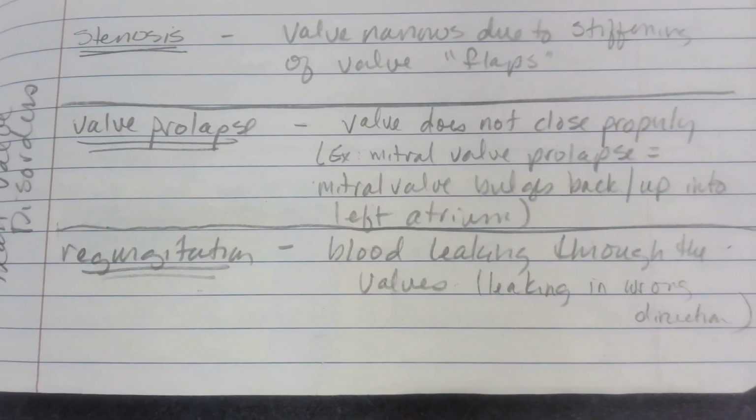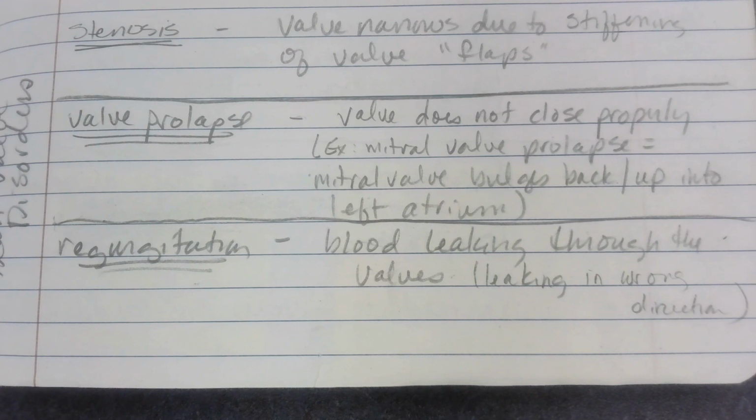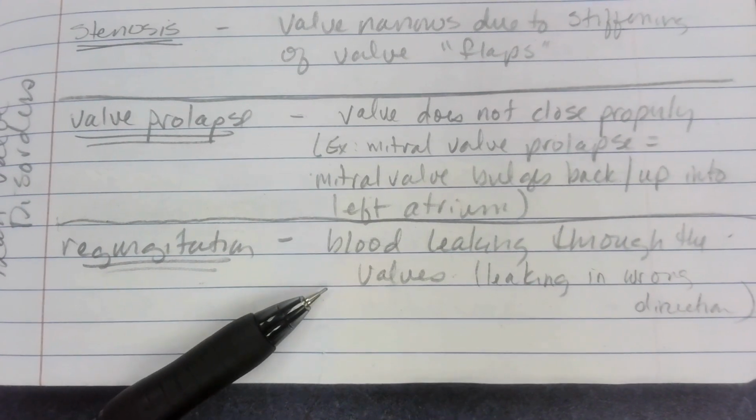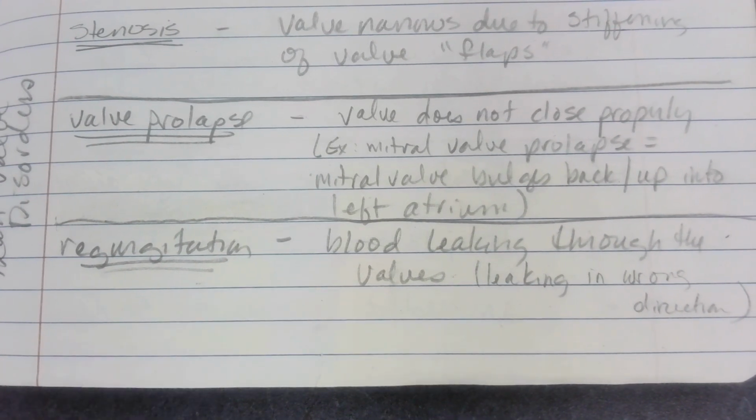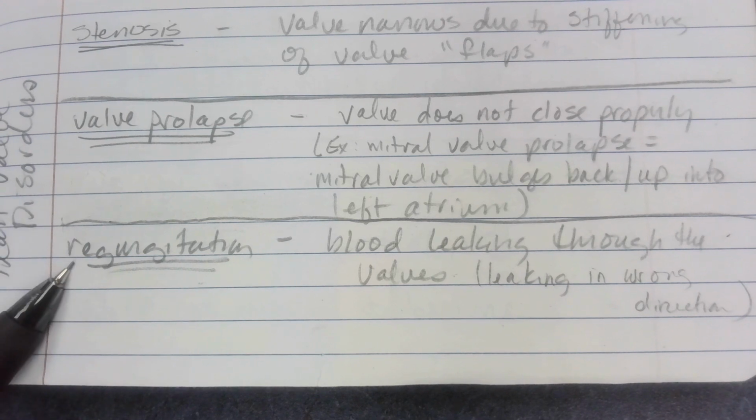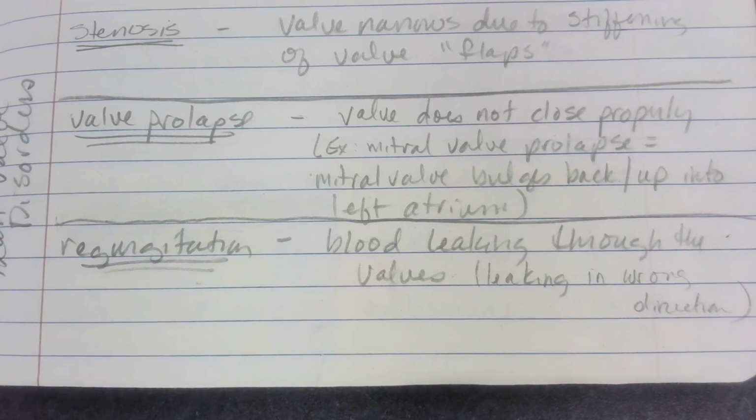Regurgitation is when you have blood that leaks through the valves and it goes in the wrong direction. So regurgitation of blood, the blood is not flowing in the correct direction because it's leaking through the valves. Regurgitation is blood leaking through the valves in the wrong direction.